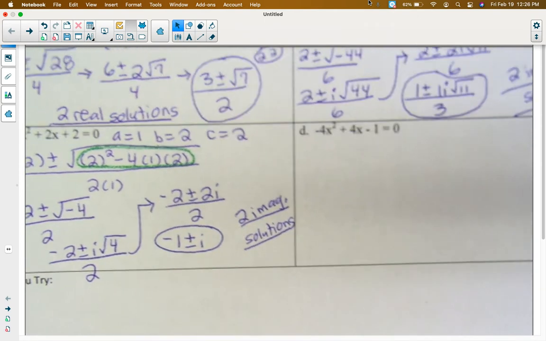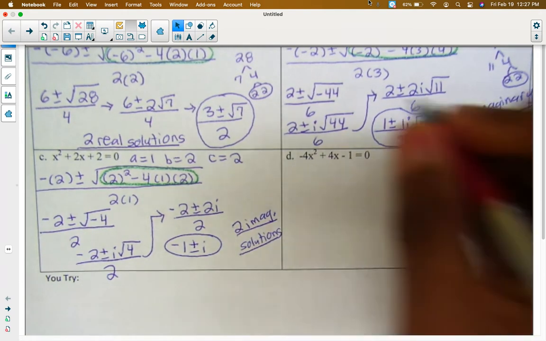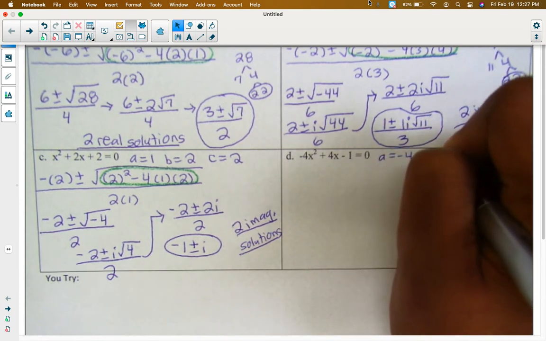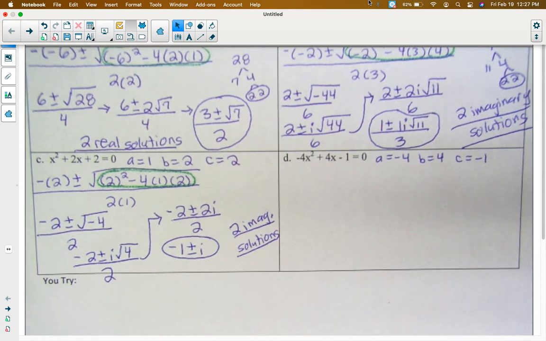And problem D. We'll go through, label our a, b, and c. a is negative 4, b is 4, and c is negative 1. So you can read it off as long as it's in order. Make sure it's set equal to 0. You can read off your a, your b, and your c.